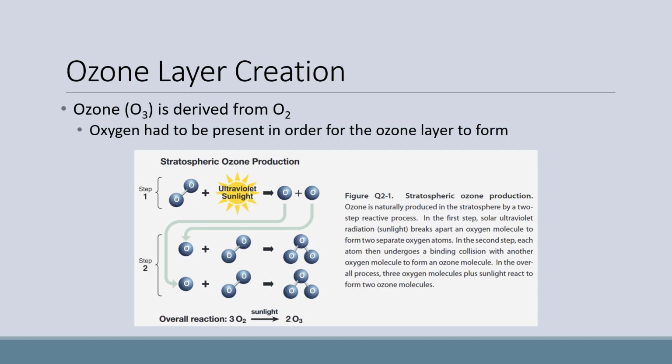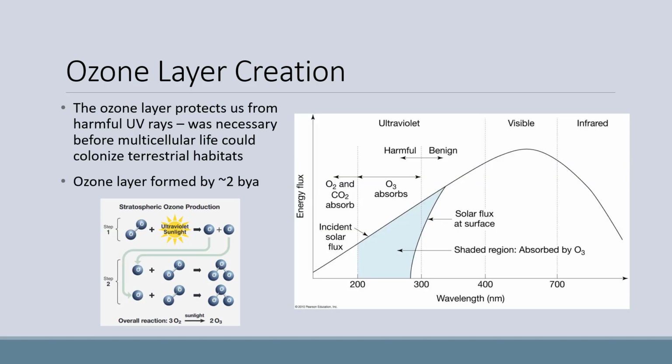Ozone, O3, is derived from oxygen, O2. Oxygen had to be present in order for the ozone layer to form. The ozone layer is a key feature for the habitability of Earth. The ozone layer protects us from harmful UV rays. UV radiation destroys DNA. So it was necessary before multicellular life could colonize terrestrial habitats. The ozone layer formed about 2 billion years ago.